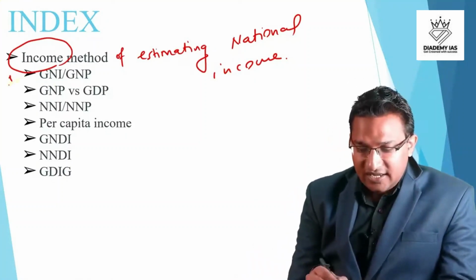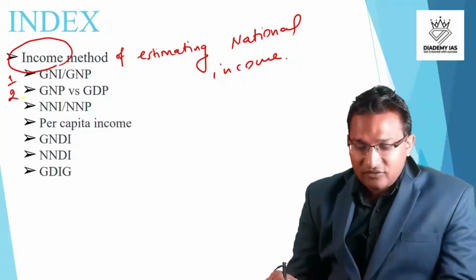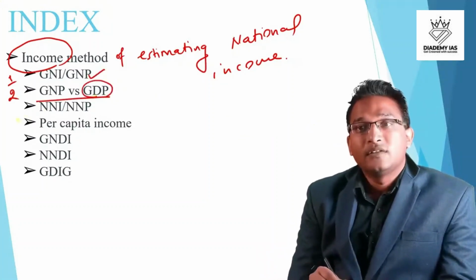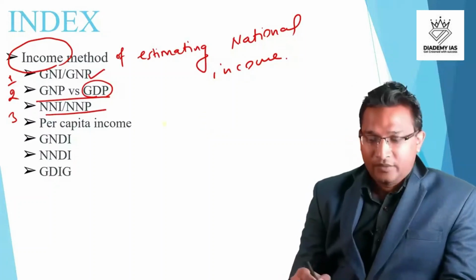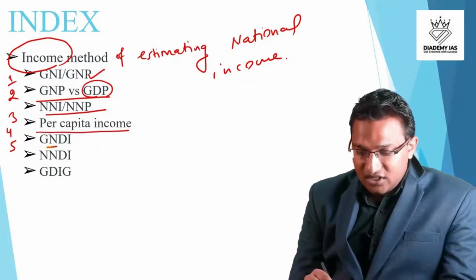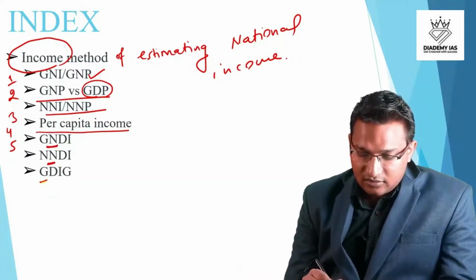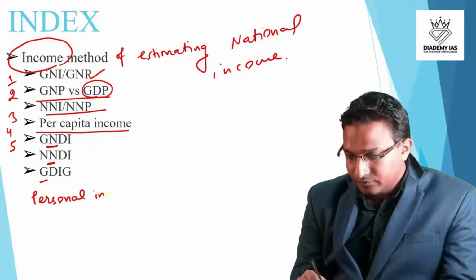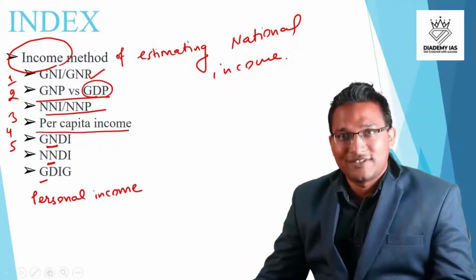The first indicator is GNI or gross national income, and this is also called as the GNP, gross national product. Then we have GNP versus GDP. We will compare what is the difference between this GNP and the GDP. Then we will discuss NNI or NNP, that is net national income or net national product. Then we will discuss what is the meaning of per capita income. After that, we will discuss the gross national disposable income, the net national disposable income, and the government disposable income, right? And then we will also discuss the meaning of personal income.